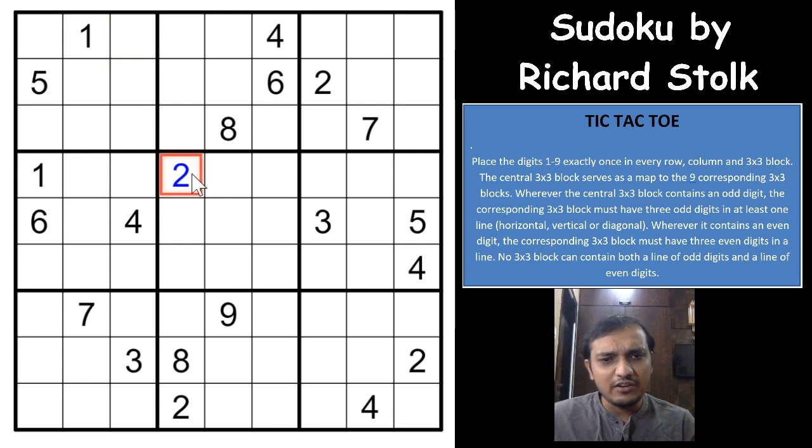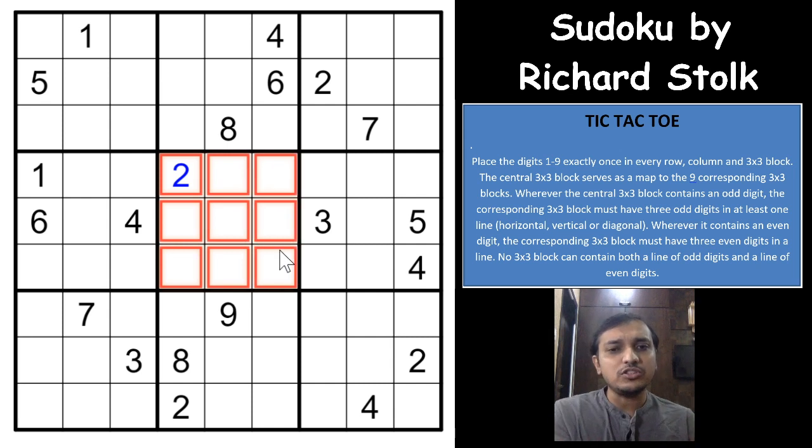So whenever you have an even digit in the center box, the corresponding 3 into 3 box will always have an even digit in the center. That is the most important rule here, right?